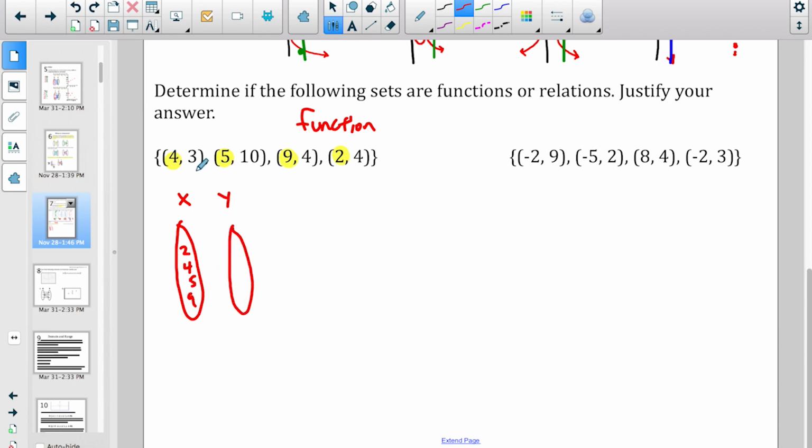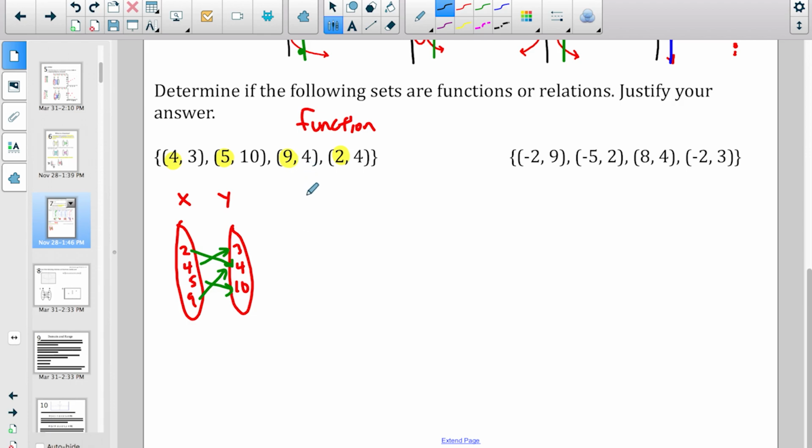And the corresponding y values are 3, 4, and 10. And we can go ahead and connect our values to each other. So 2 is related to 4, 4 is related to 3, 5 is related to 10, and 9 is related to 4. So we can see here that each individual x value is related to only one y value. So again, we've proved that this is a function.